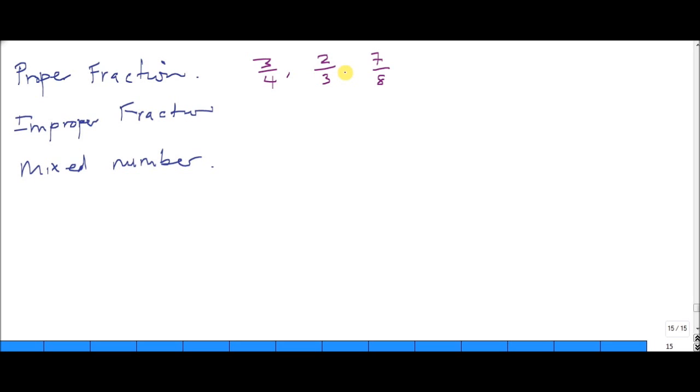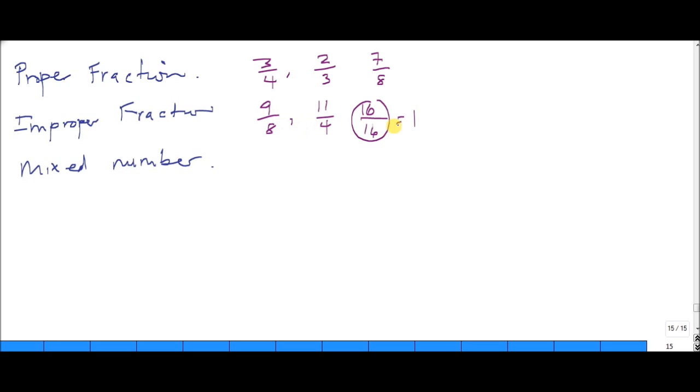Improper fraction, now let's move on. An improper fraction is greater than or equal to 1. Its numerator is greater than or equal to the denominator. They gave us some examples here: 9/8, 11/4, and 16/16. We know that 16/16 is equal to 1, because this is simply saying how many times could I take 16 out of 16? 1 whole time.